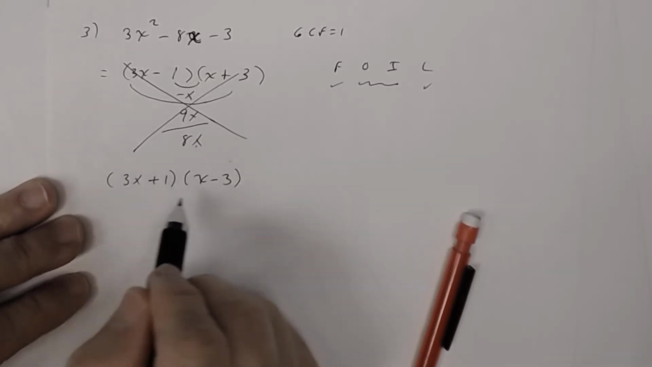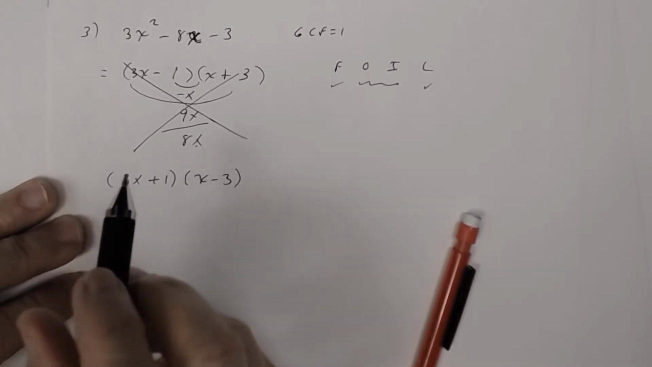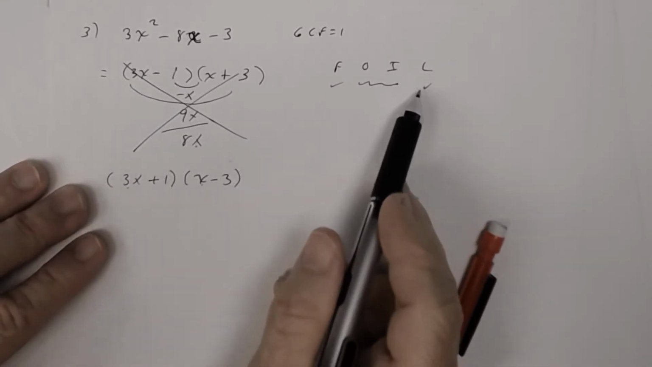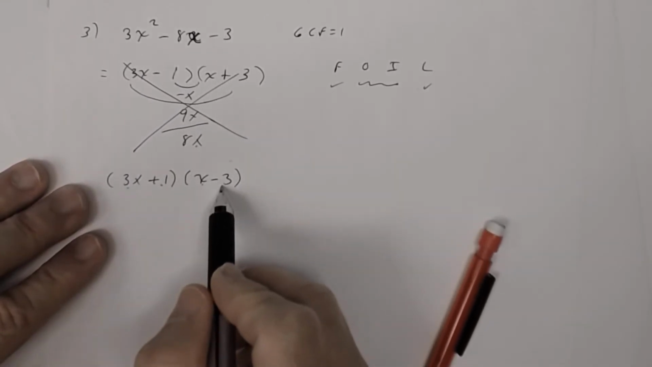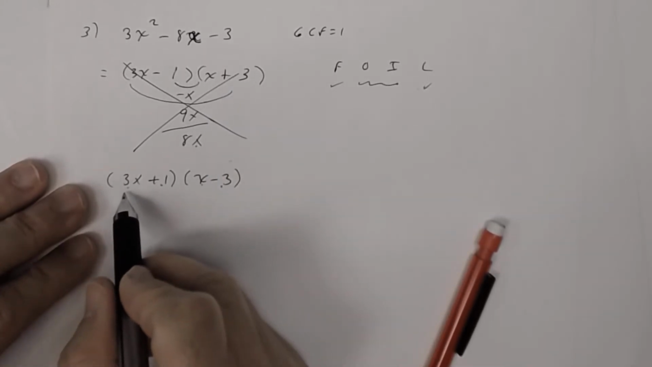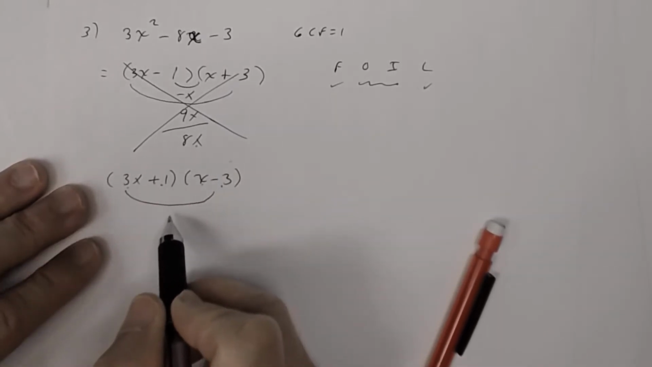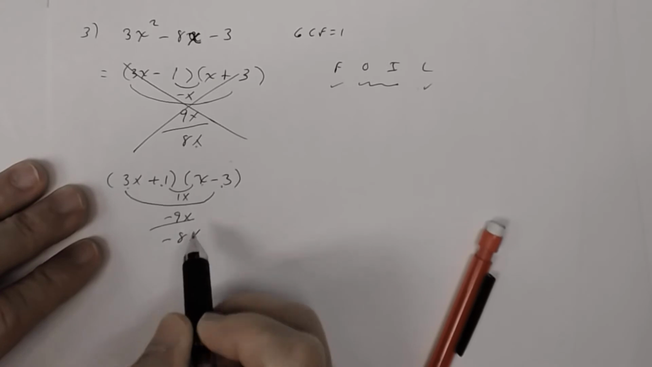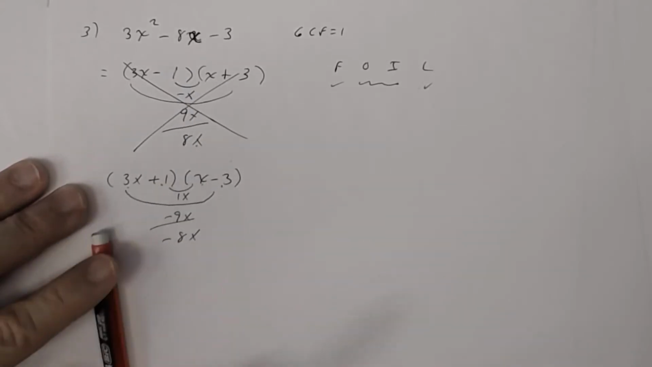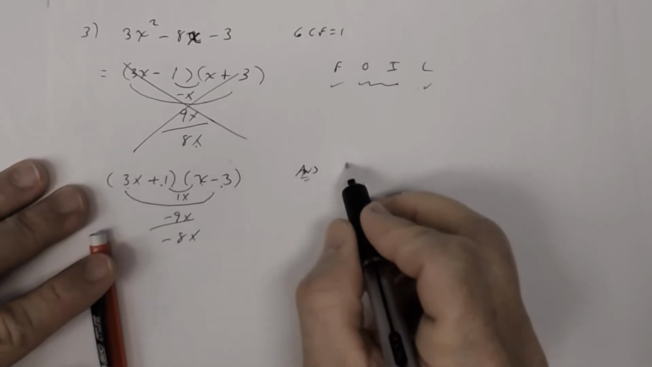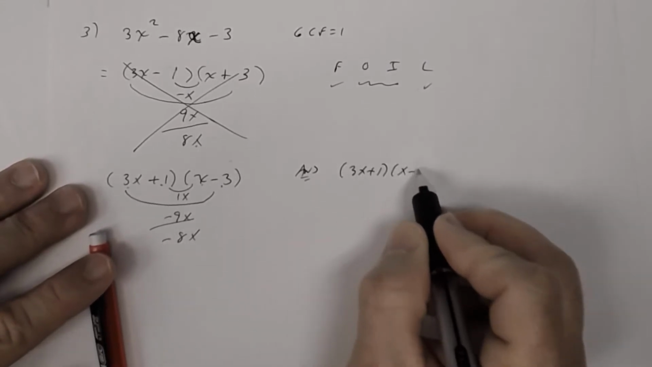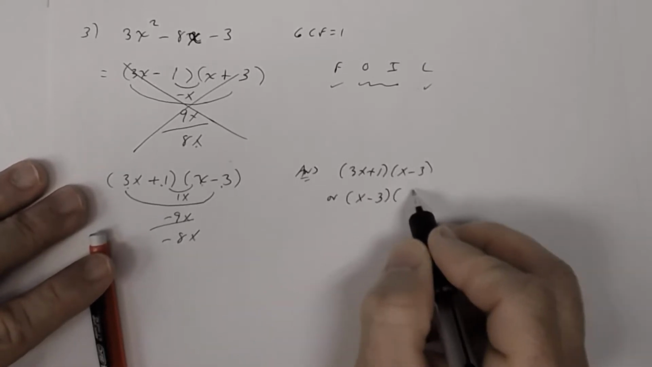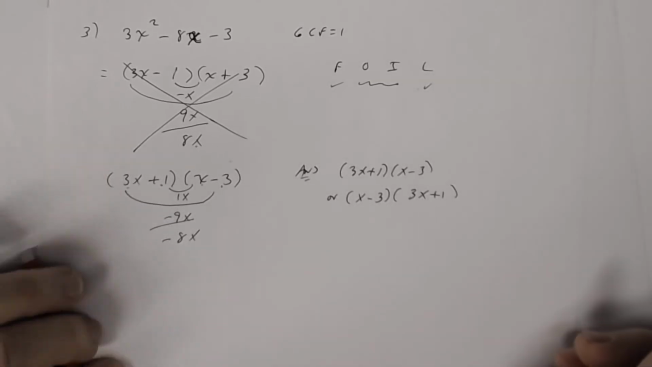Now again, always check your answer. FOIL. 3x times x is 3x squared. Now let's go to the L. A positive 1 times a negative 3 is a negative 3. Now let's do the outer and inner. The outer is negative 9x. The inner is 1x. And when I add them up, I get negative 8x, which is what I wanted. And so the answer is 3x plus 1 times x minus 3. Or, remember, multiplication is commutative. Someone else could have said x minus 3 times 3x plus 1.